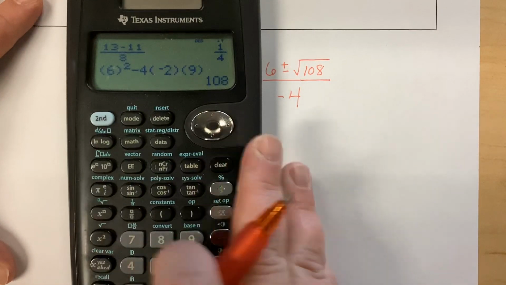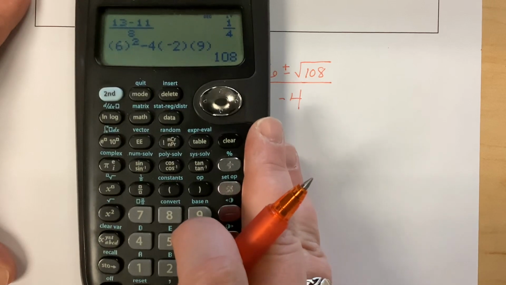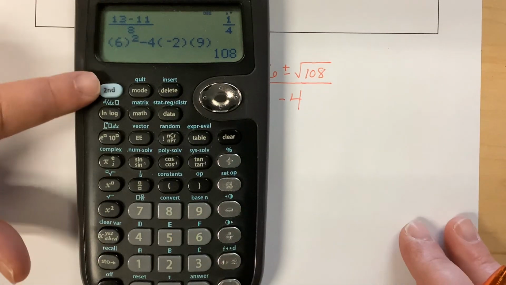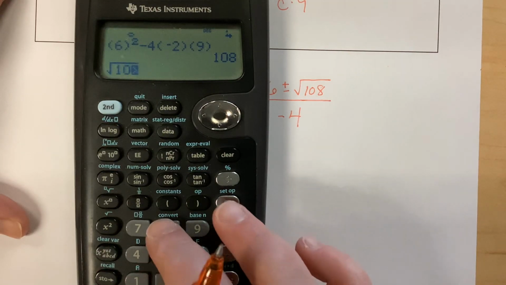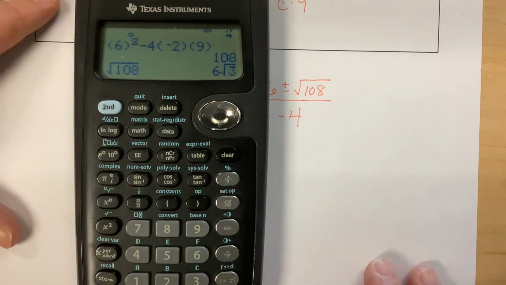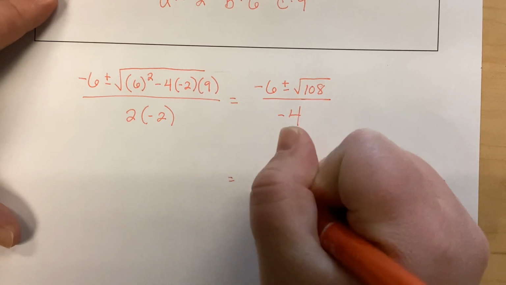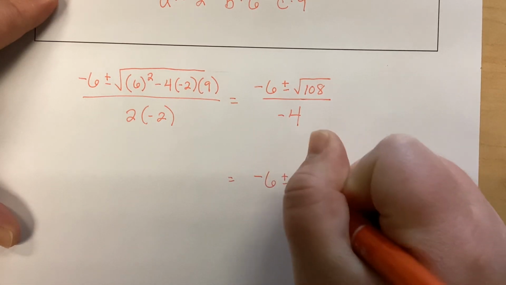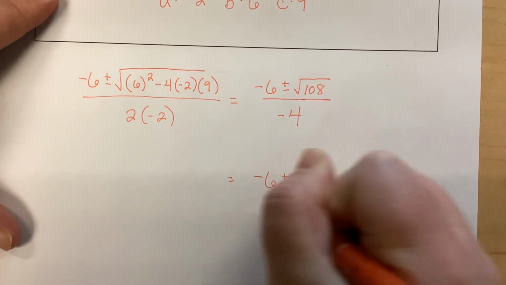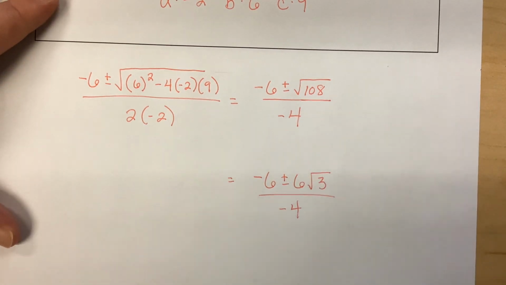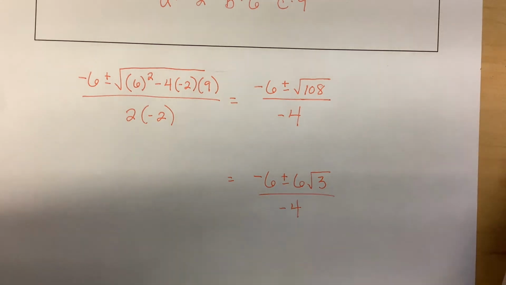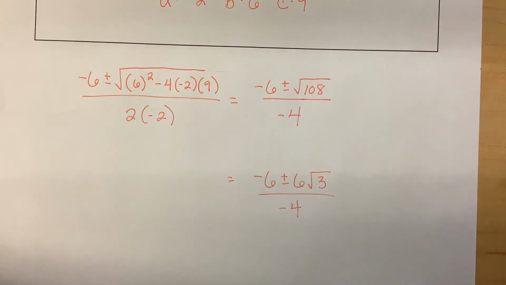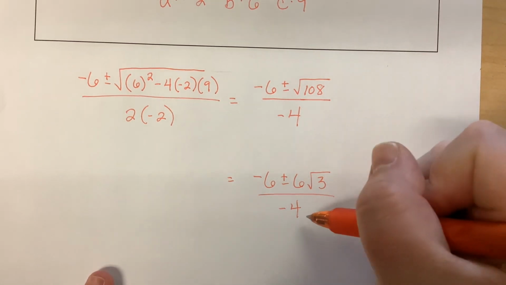All right, this time we have a number under the radical that's not a perfect square. But the nice thing about these calculators is it will simplify the square root of 108 for you. So I'm going to hit second x squared to put the square root in, and then I'm going to put 108. And when I hit enter, I get 6 root 3. So now I have negative 6 plus or minus 6 root 3 over negative 4. All right, for the procedure problems, we're always going to leave this in simplified radical form. When you're working with a context problem, you'll want to use a decimal. We're still not done here though.